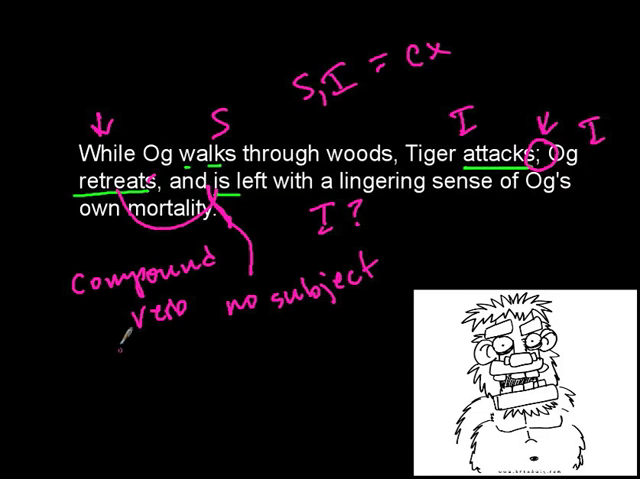But if we wanted to add up the clauses here, we have subordinate plus independent, and that is clearly a compound complex sentence. Okay, let's do a quick recap.